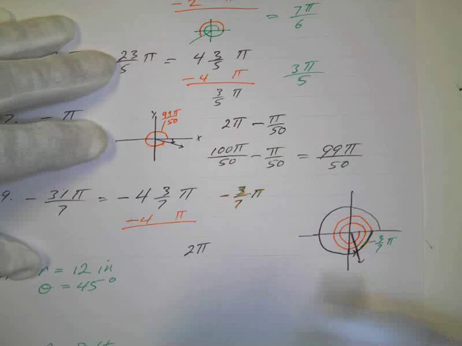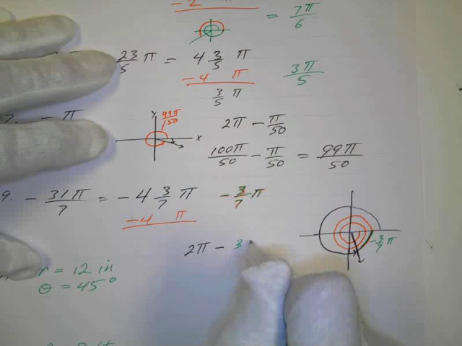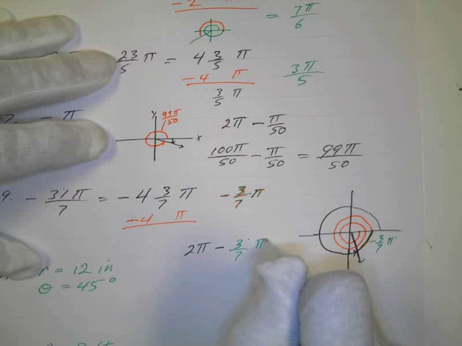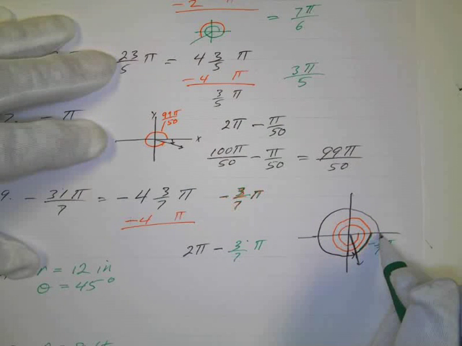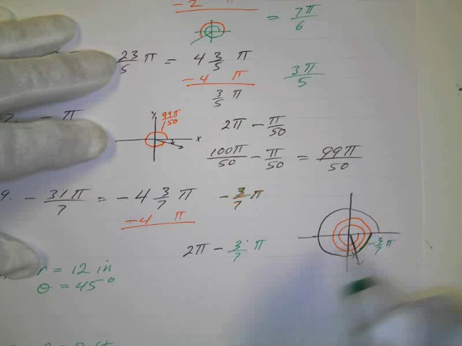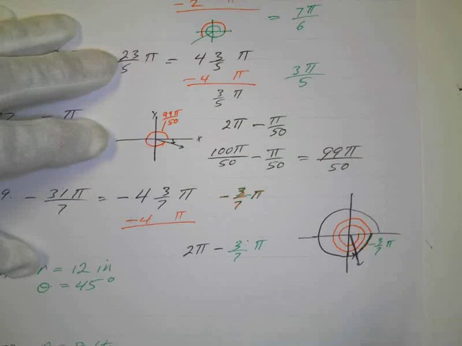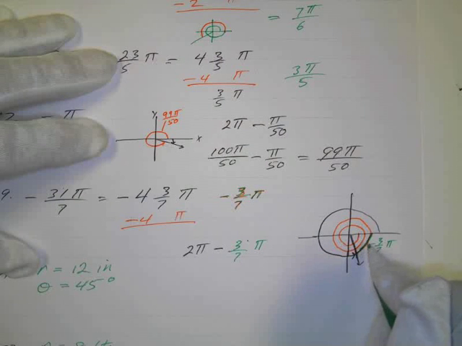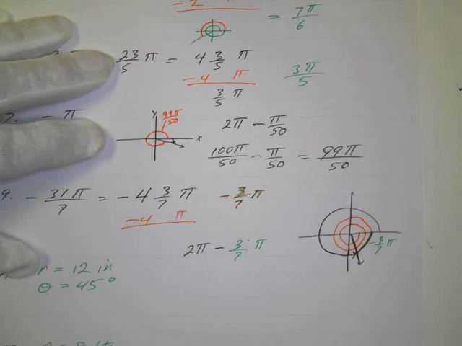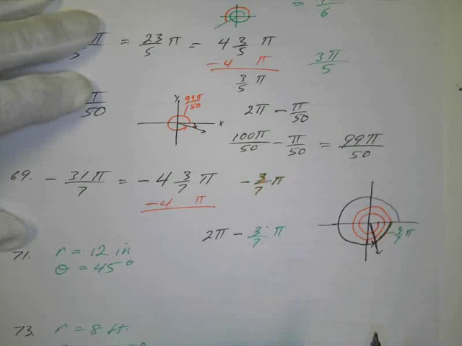So I'll say 2 pi minus 3 over 7 pi. So this 2 pi would be all the way around to the very end, and then if I subtract the 3/7 pi, I'm going to go backwards, and this is the angle I end up with, which is the same as going around twice and another negative 3/7 in the negative direction. Okay, and then we just do the same thing.